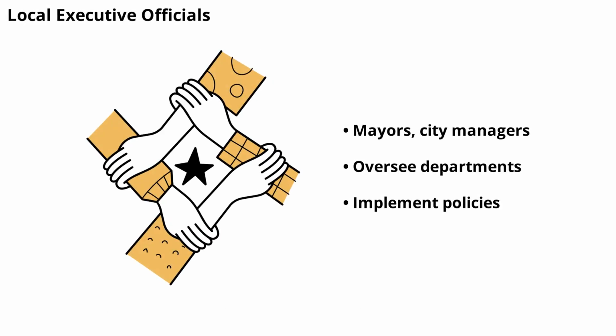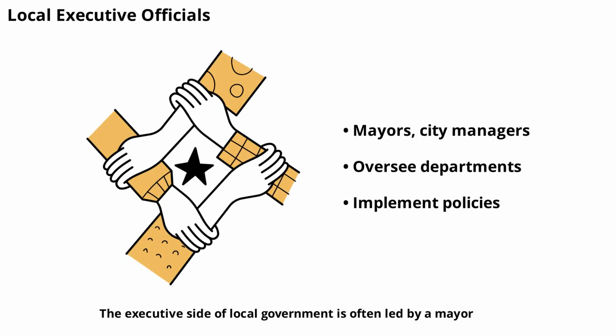The executive side of local government is often led by a mayor, city manager, or county executive. These officials are responsible for carrying out the policies set by the legislative body, managing city or county departments, and overseeing public services. Their leadership is vital for the smooth operation of local government and the delivery of essential services.